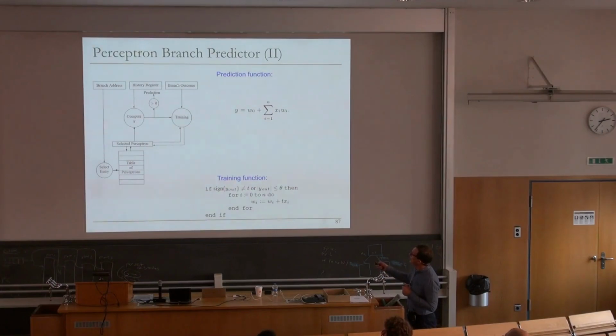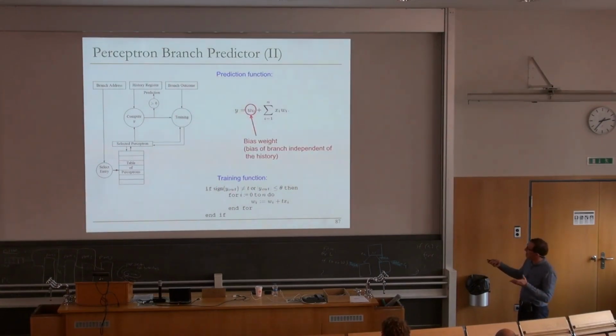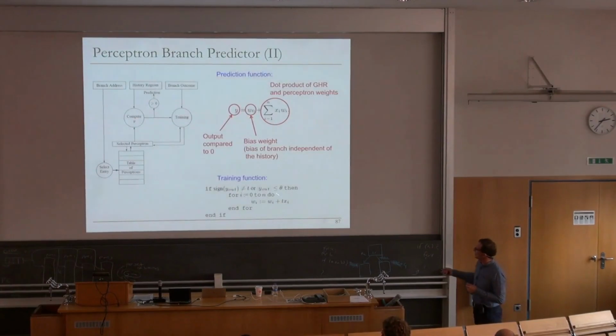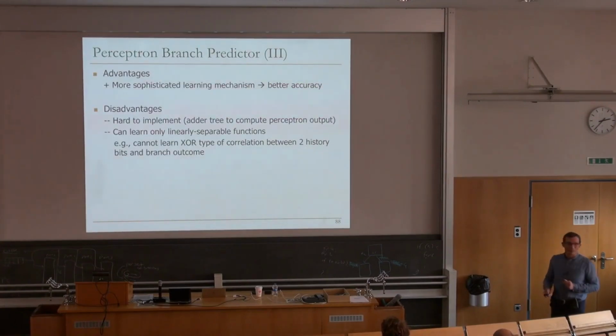To be able to do the training, you take into account the branch outcome, whatever you computed before, and the selected perceptron, and adjust the weights. You can see that you adjust the weights up or down based on the correlations that you find out during execution. So, prediction: bias of the branch independent of the history, and the dot product of GHR and perceptron weights. The output is compared to 0, as we've discussed. Training, you can read the paper, it's kind of obvious once you know how it works. Okay, does that sound good?